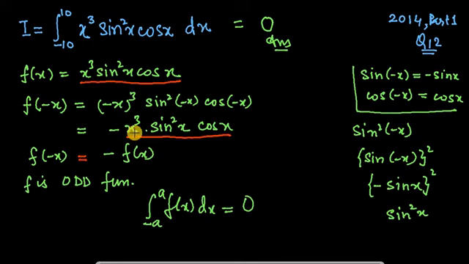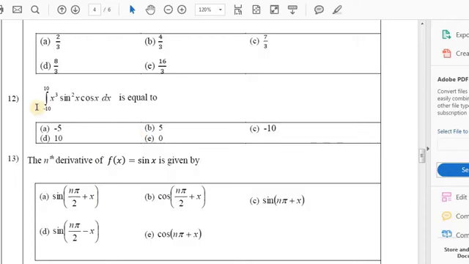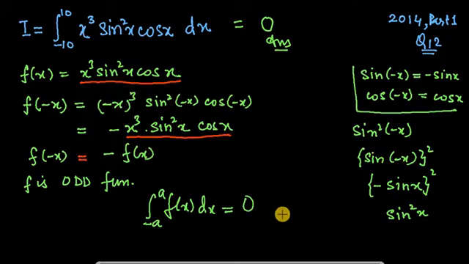So what is the correct option for the question? As we see the question here, the correct option should be option E. Okay, so option E should be the correct option.